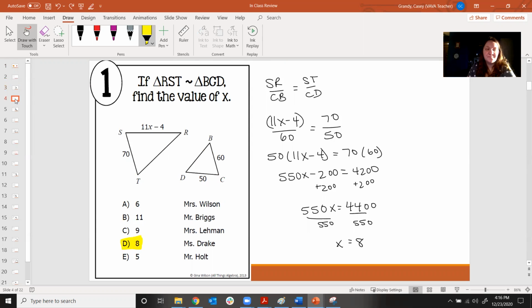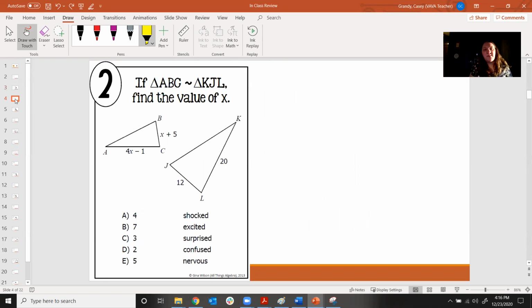Moving on to number 2. Here we have the two triangles are similar. Again, we are going to find the value of x. So set up your proportion and solve for x. Do that now.